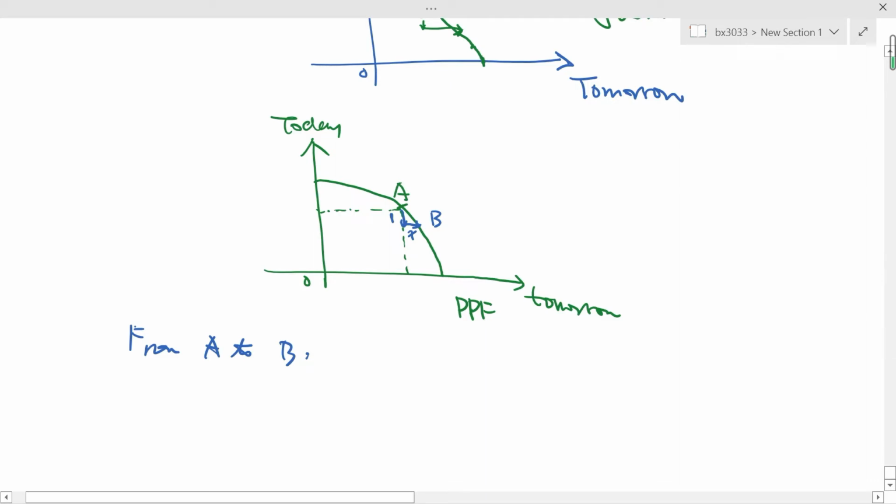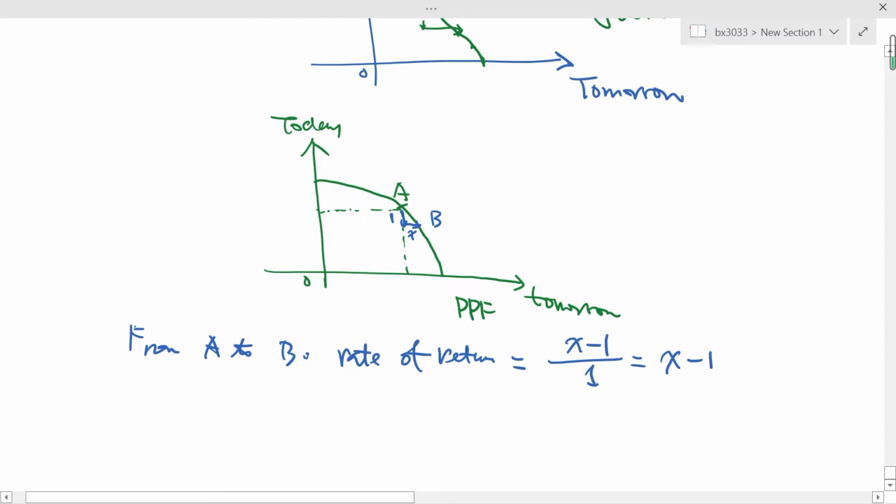And so doing so implies a rate of return, which is equal to X minus 1, so change in output over the beginning output, 1. So it's equal to X minus 1.